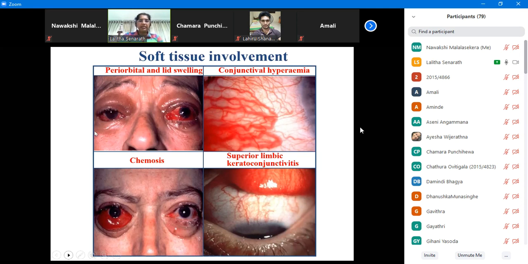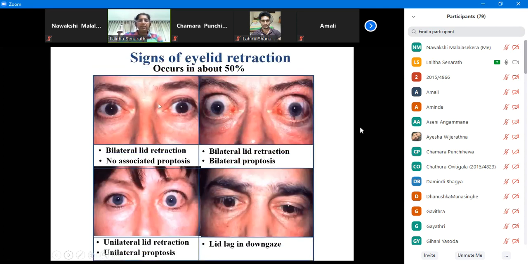And these are the other signs. This is bilateral proptosis. It may be symmetrical, asymmetrical, or unilateral. Any proptosis, any protrusion of the eye of a patient who comes to you, you have to suspect thyroid eye disease. That is the commonest cause of proptosis in a patient.